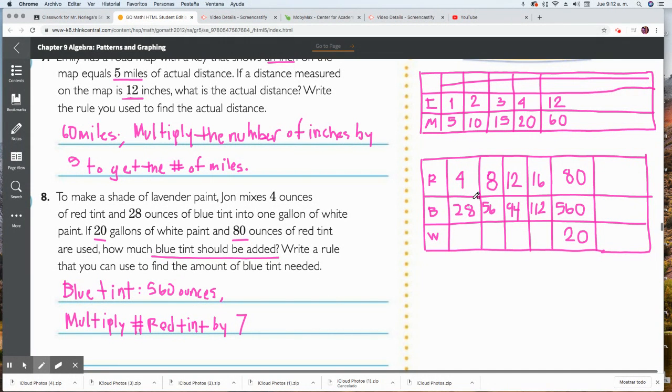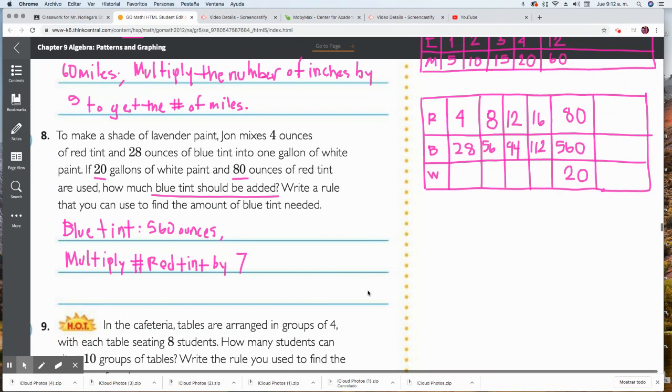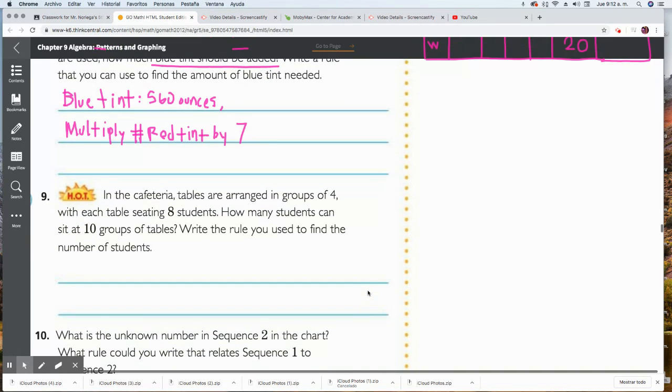So again, it's just a matter of using the relationship between the numbers. Okay, what can you do to the 4 that will give you 28? What can you do to the 28 that will give you the 4? Okay, either or. Whatever method is better for you. It's either multiplication or division. All right? Okay, number 9.